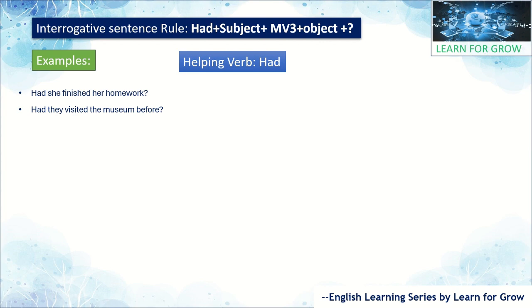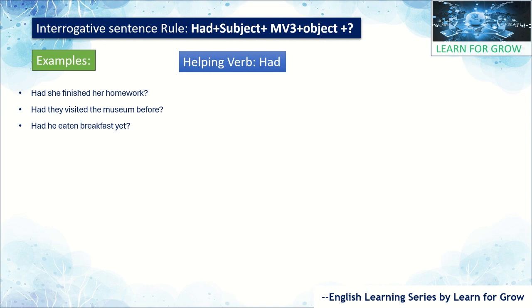Had they visited the museum before? Here also same. Had is a helping verb, they is a subject, visited is the main verb form third, and object is a museum. Now I will read the examples. Let's correlate with the rule.